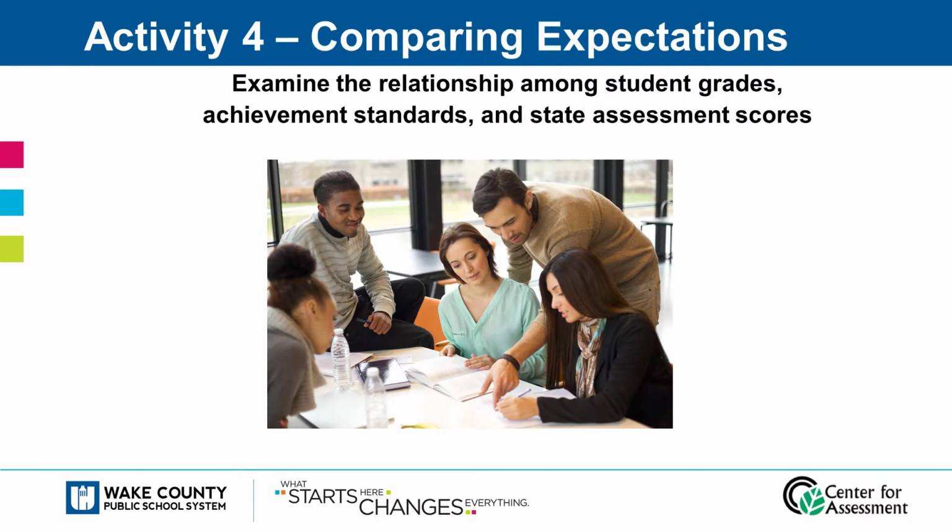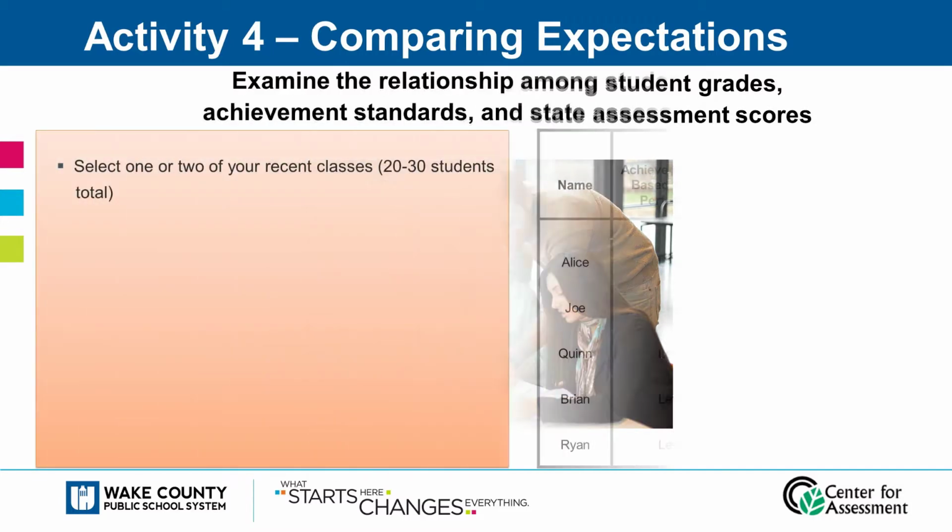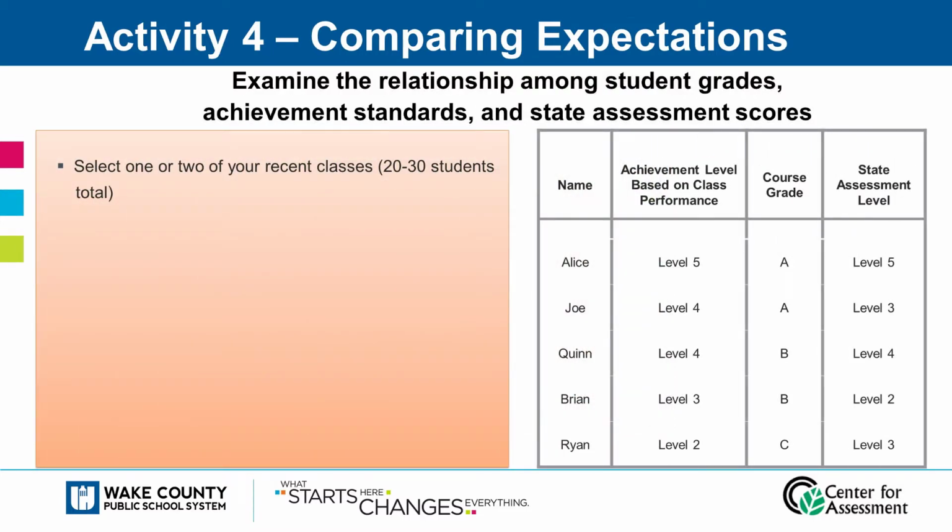Activity 4, Comparing Expectations. In this activity, we will examine the relationship among student grades, achievement standards, and state assessment scores. Select one or two of your recent classes, approximately 20 to 30 students in total. Make a list with 4 columns. In the first column, list the student names.